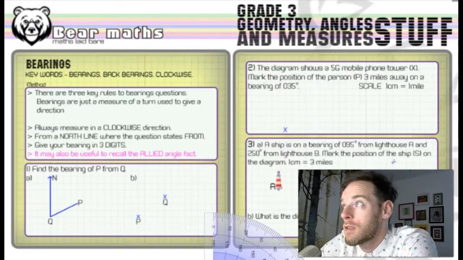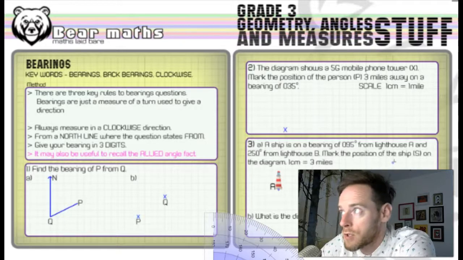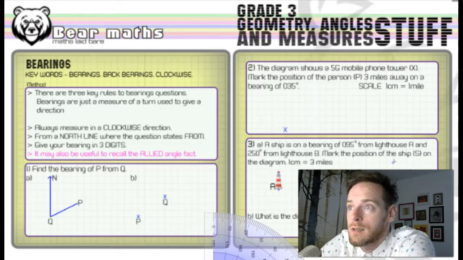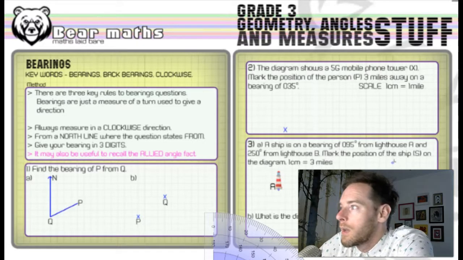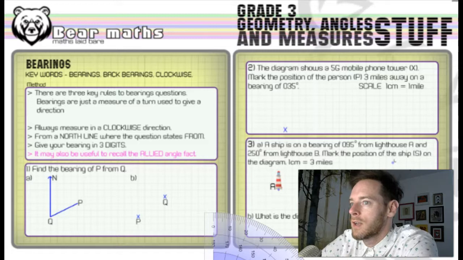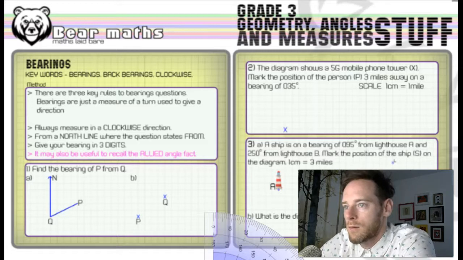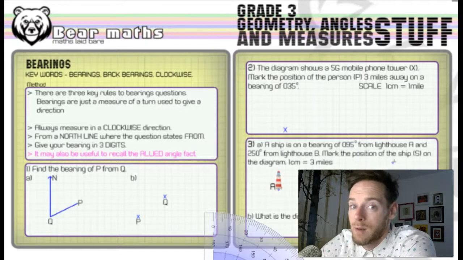So there are three key rules that you need to know to answer bearings type questions. Always measure in a clockwise direction. Always measure from a north line where the question states from, really important. And then number 3, give your bearing in 3 digits. It may also be useful to recall the allied angle fact, is what I've written there. When you understand the allied angle fact, you understand angles in parallel lines.